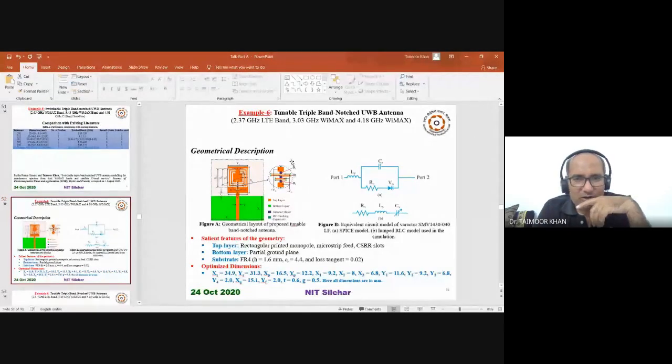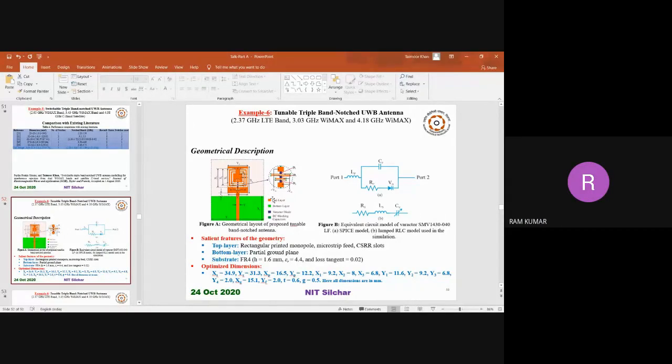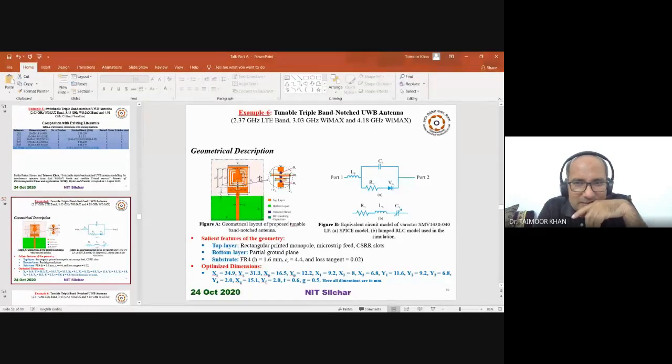No. Where is the DC blocking capacitor? That green color one, sir. Okay. Where are you seeing this one? Only these ends? You are talking about these ends, where the DC blocking capacitors are placed here. These ends.